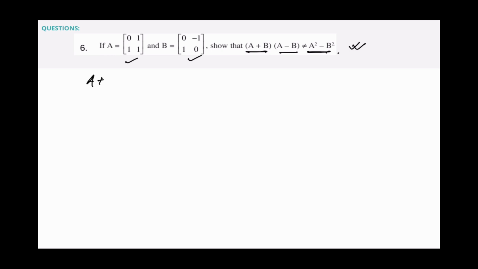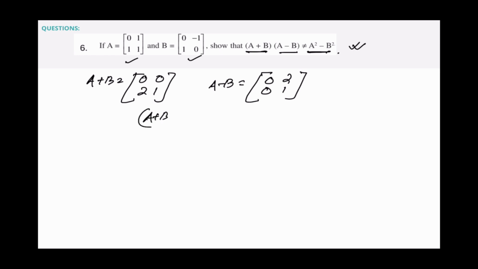Okay. So if I do A plus B, student, what will I get? I'm writing the answer directly: 0, 0, 2, 1. You do it yourself, pause the video, do it, and then proceed. A minus B will be 0, 0, 2, 1. Now if I multiply A plus B into A minus B, what I'll get is 0, 0, 0 and 5.